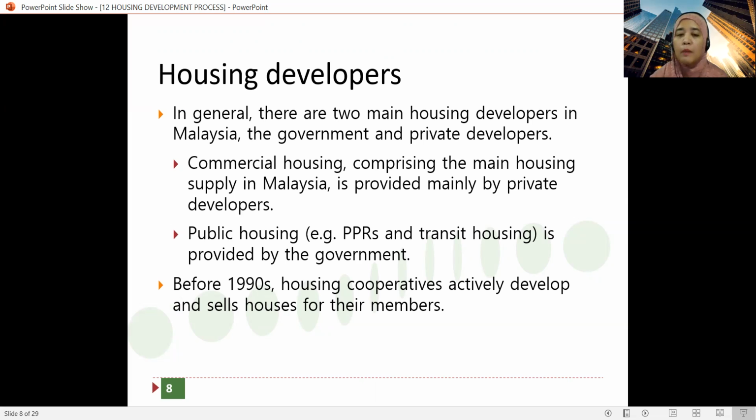The government developers normally develop public housing. The one below ni, public housing, perumahan rakyat. PPR, transit housing, Prima is provided by the government developers. Commercial housing, or otherwise known as market housing, conventional housing, itu semua commercial housing, comprising the main housing supply in Malaysia, is provided mainly by private developers. The main ones, the big ones that we always hear, IOI, Sunway, Gamuda, Sime Darby, kan, all these big punya private developers, they are the main providers of housing supply in Malaysia.